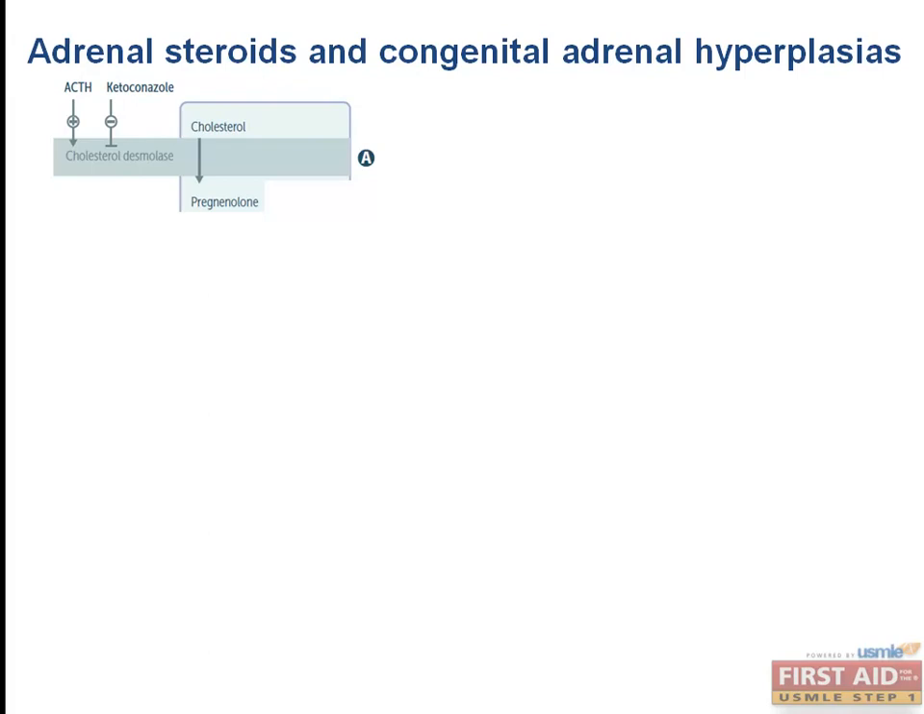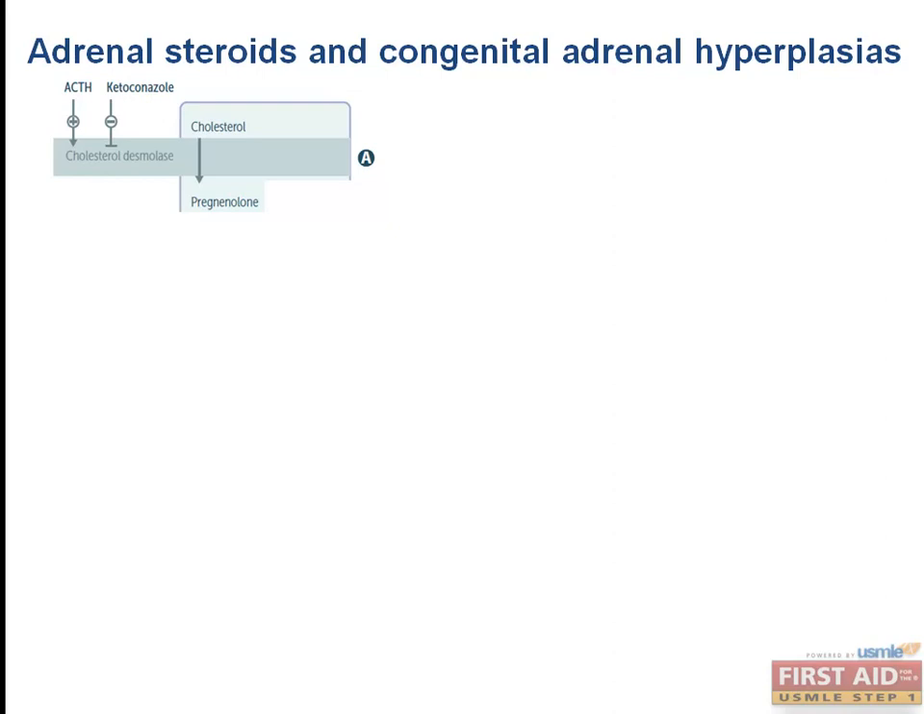Now, to be honest, the key points are not to memorize every precursor molecule and enzyme. Save that brain power for the biochemistry section. One way this material is often tested is what happens when you have a deficiency in one of these enzymes.